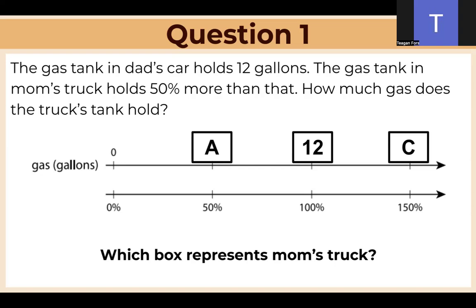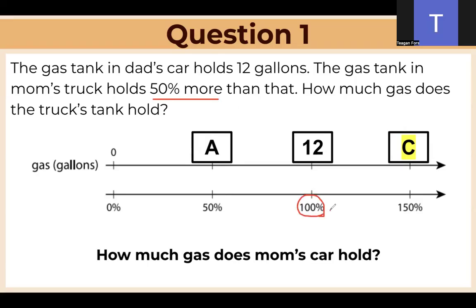Now we need to figure out from here if Mom's truck holds 50% more than Dad's car, which box represents Mom's truck? Is it box A at 50% or box C at 150%? Hopefully you chose box number C as that is the correct placement for Mom's truck. So Mom's truck is at 150% because it is 50% more. And so I want to take the percentage that I started with, 100%, and I want to add 50 to it. And so if I look at my number line, that is right here at 150%.